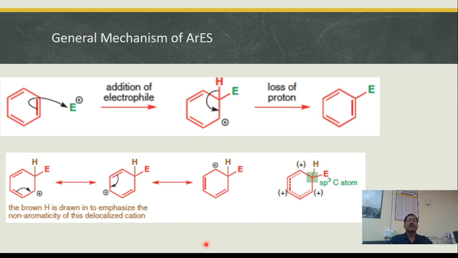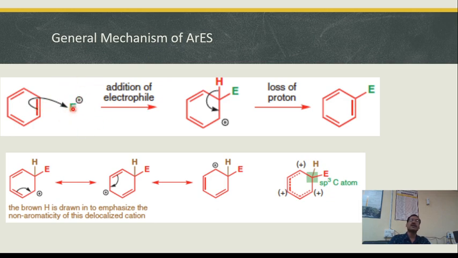Now let us understand how the general mechanism of aromatic electrophilic substitution takes place. The first step will be the generation of an attacking electrophile, E plus. As I mentioned in the previous slide, you have to use a source of electrophile and a catalyst for the generation of this electrophile. In case of chlorination, you will use chlorine plus FeCl3. Chlorine plus FeCl3 will give you chloronium ion and FeCl4 minus.